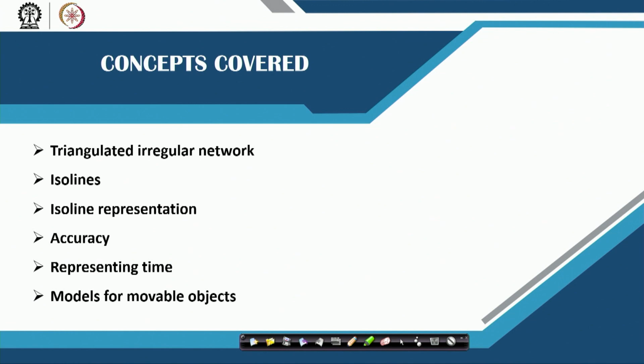And finally, we would look at the models for movable objects. Till now, whatever we have been looking at is more of a stationary subject. But when we are actually modeling real phenomena that are moving, we find a lot of moving objects in the real world. In order to represent that, do we have a model? Yes, we do, and it is called a network model. We will look at the network model also in this class, and that would end this class. So first, let us get into the triangular irregular network.